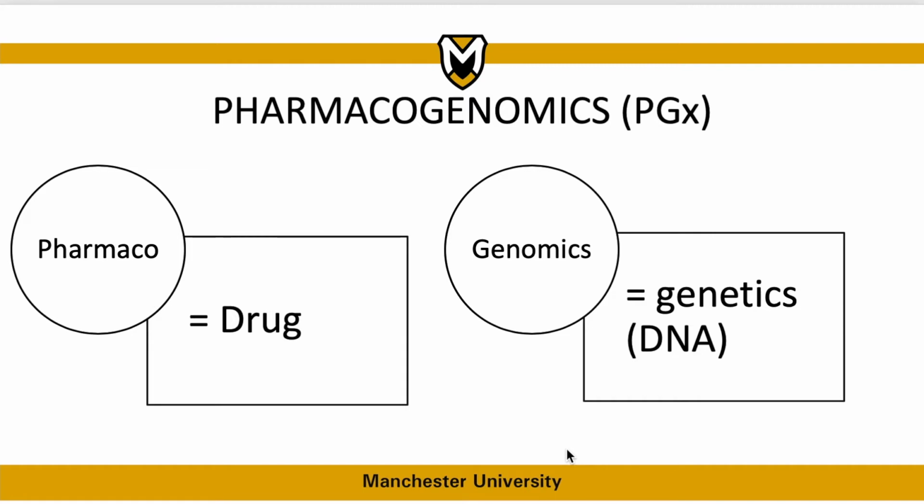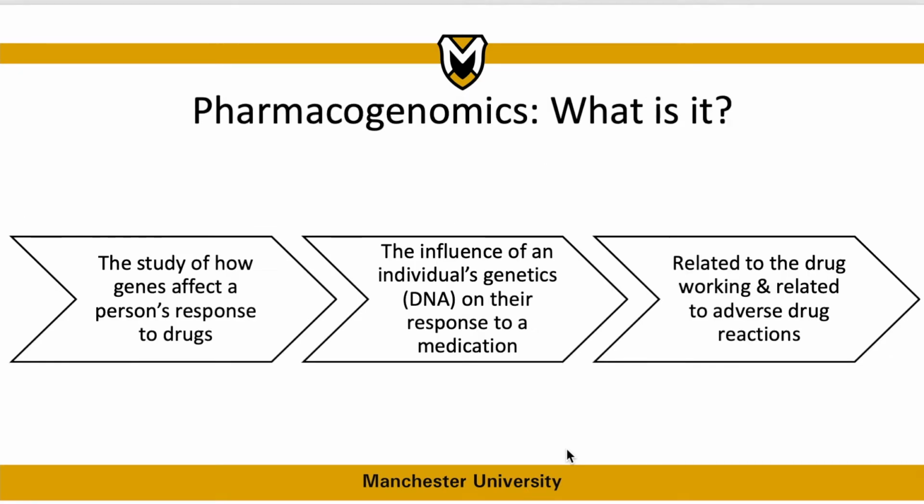So let's look at what pharmacogenomics is. Pharmacogenomics is really a portmanteau of two words, pharmaco meaning drug, and genomics, genetics, or DNA. So what is pharmacogenomics? It's the study of how genes affect a person's response to drugs. Moreover, the influence of an individual's genetics, meaning their DNA, on the response to certain medications, which is related to how well the drug is working, and it's related to adverse drug reactions.